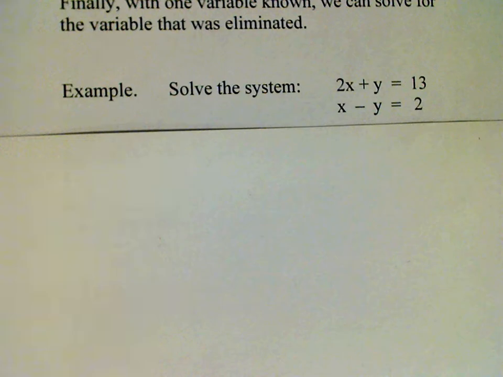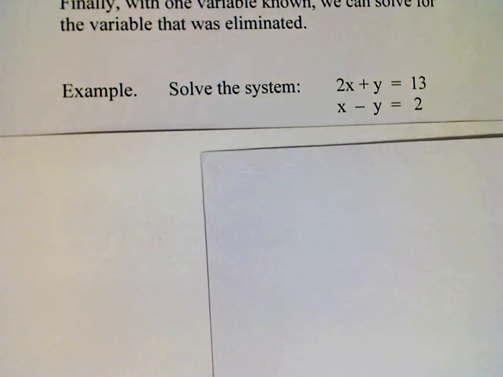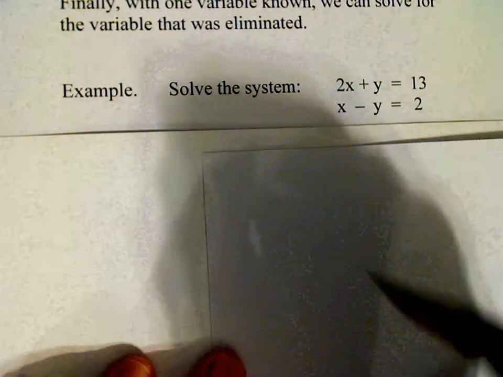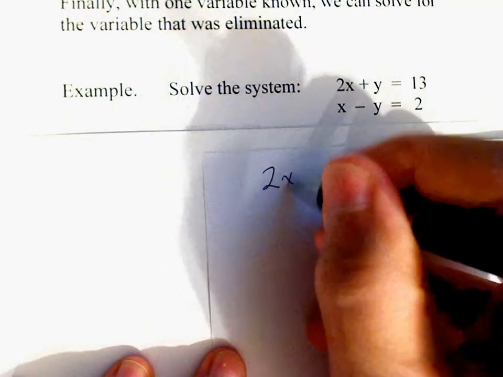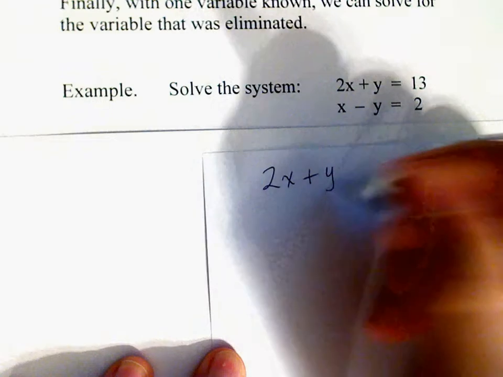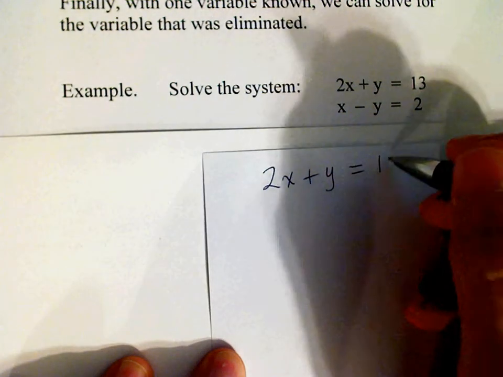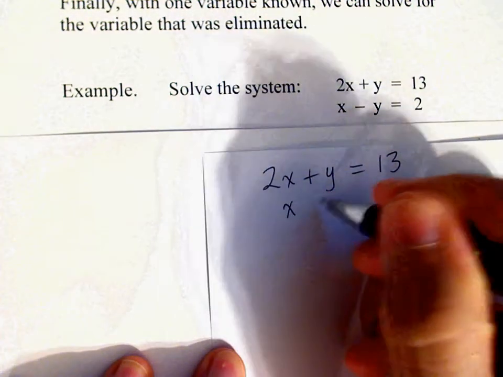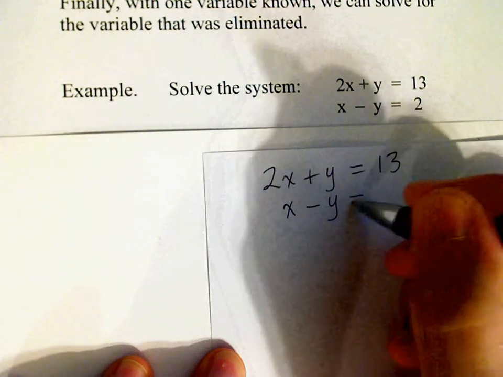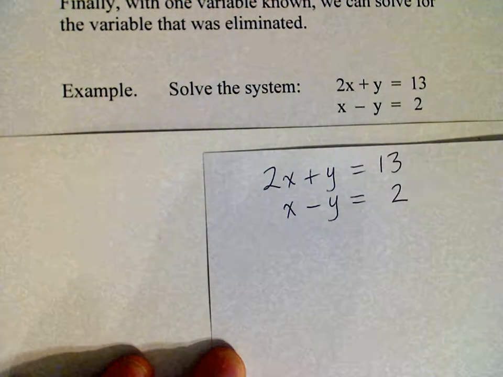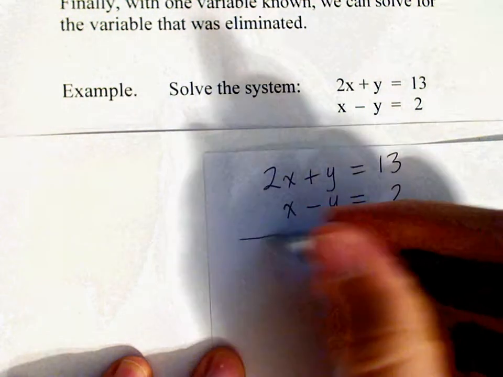Okay, so for example, we have to solve this system. 2x plus y equals 13, and x minus y equals 2. And once you develop an eye for this, you'll realize that the easiest way to solve this particular problem is just to add these two equations together.